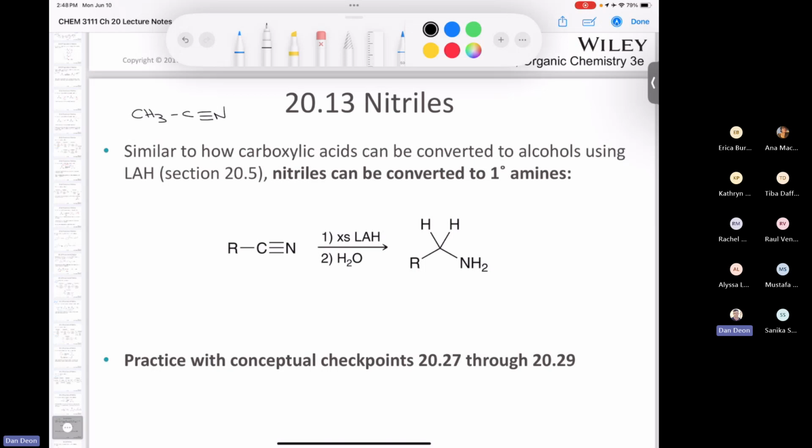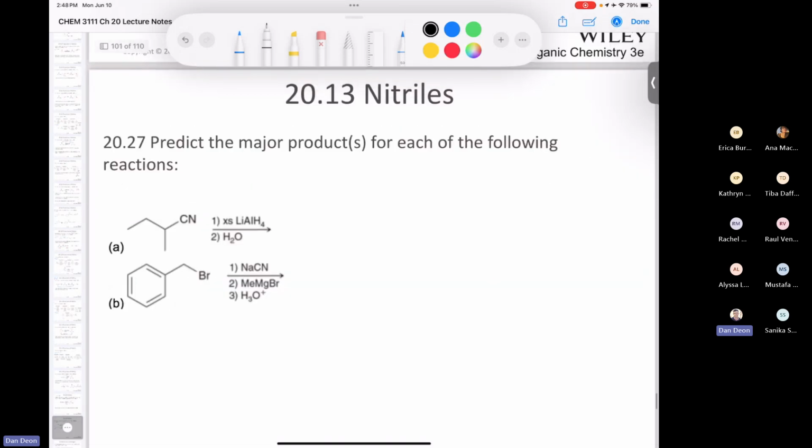If you take a nitrile and treat it with lithium aluminum hydride, the hydride adds twice, and then you add water, not H3O plus, because that would give you the salt, okay? And that reduces you all the way down to the primary amine. So those are all the reactions that you have to know for the carboxylic acids chapter. So with that in mind, let's take a look at the first one.